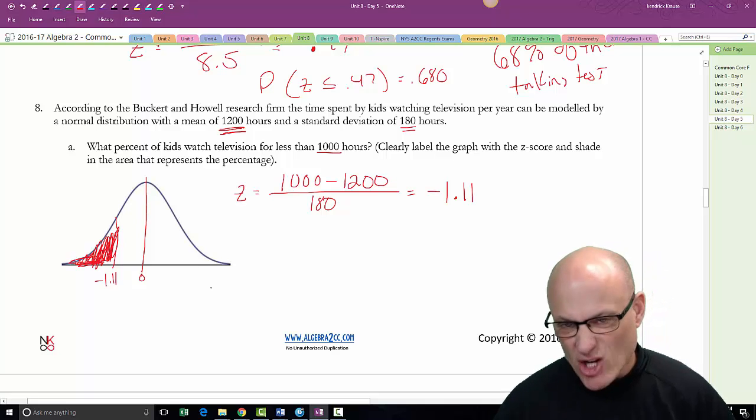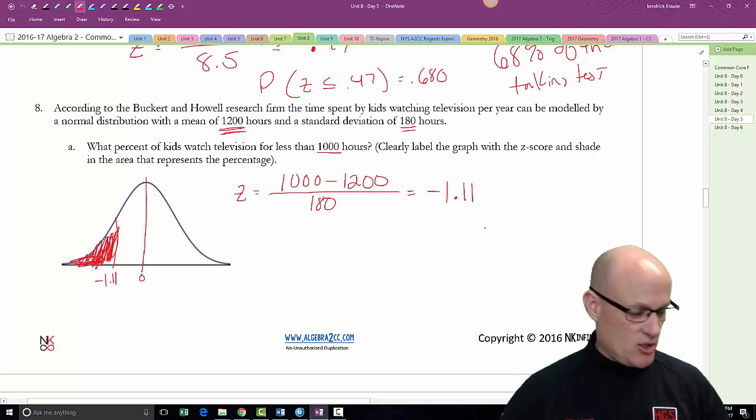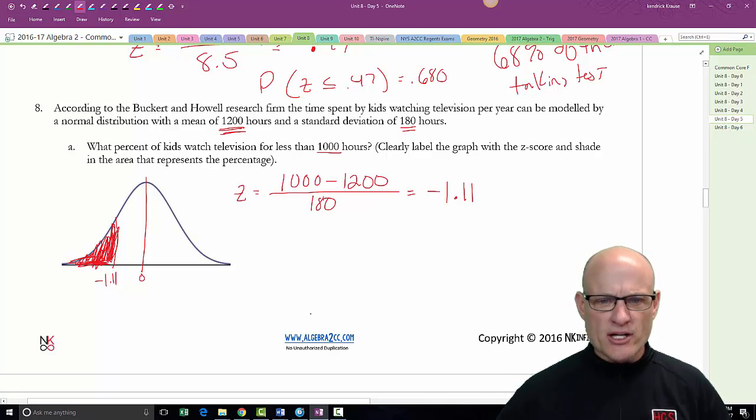Now notice this thing's all symmetrical. So whether I found that tail or the tail on the right, it really doesn't matter. As a matter of fact, the only chart we're going to give you is this negative chart, the chart where the tail's on the left. And you're going to have to start figuring some stuff out. So we want to go look up negative 1.11. So we want the probability that our z-score is less than or equal to negative 1.11. And we're going to go look that up.